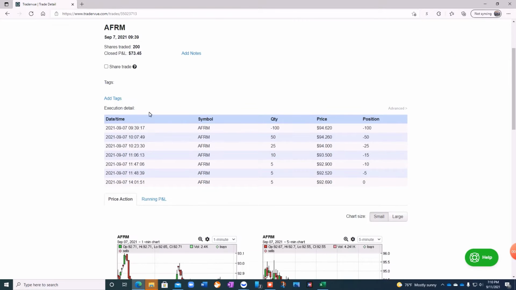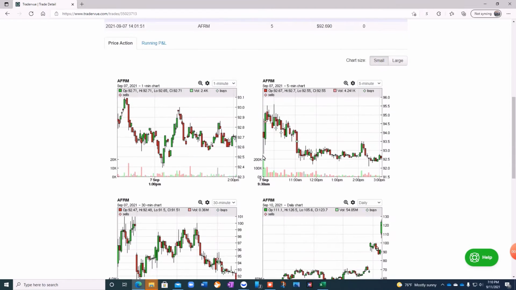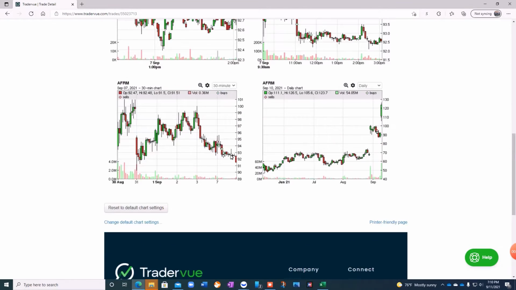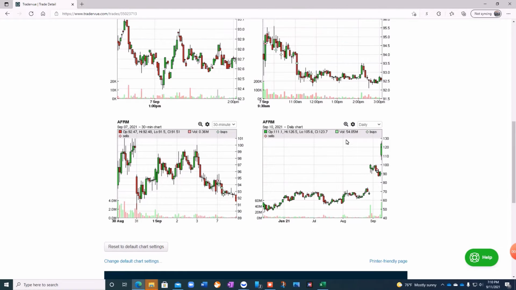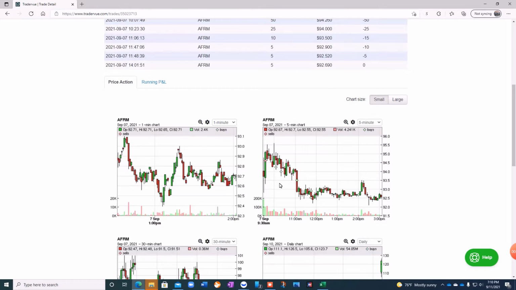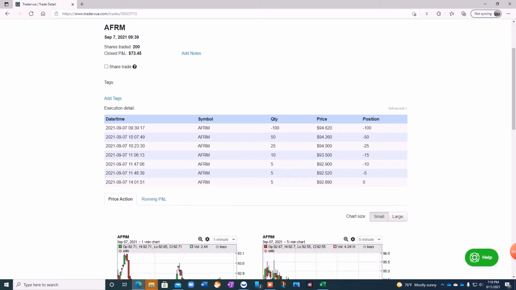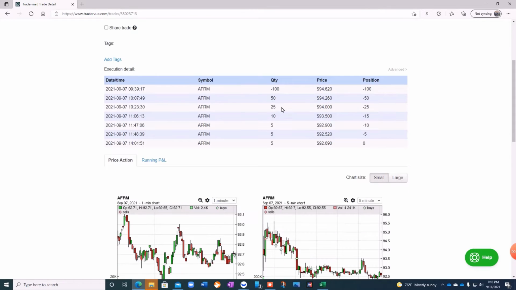This kind of explains what went on in that trade. This was a $73.45 profit, and we're going to see what we did, how we could have done better, and how we need to do better next time. So this is a 1 minute chart, 5 minute chart, 30 minute, and daily chart. We got in at 94.62 short, and we sold half at 94.26, and then we sold 25 at 94, and then we sold 10 at 93.